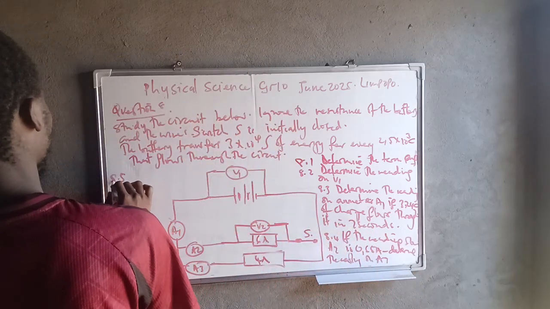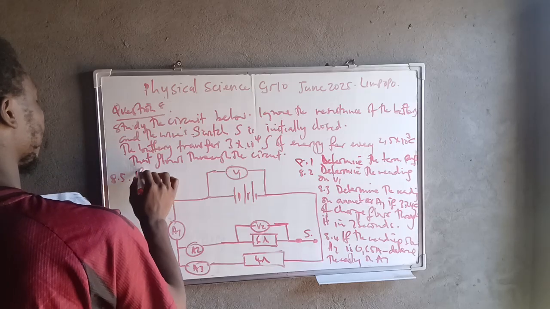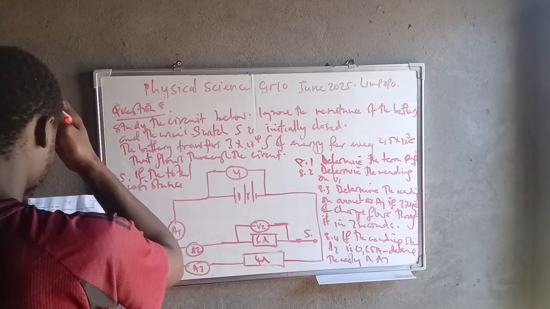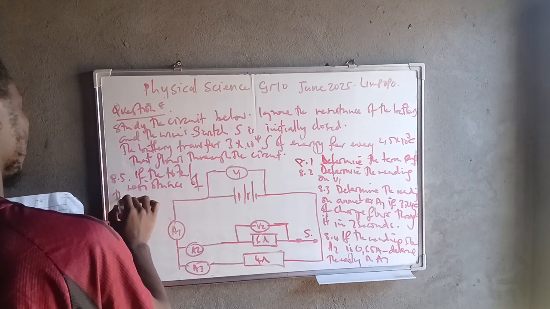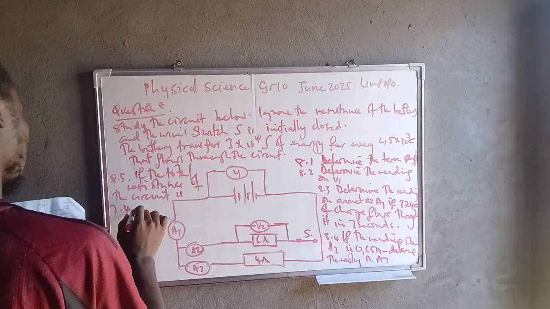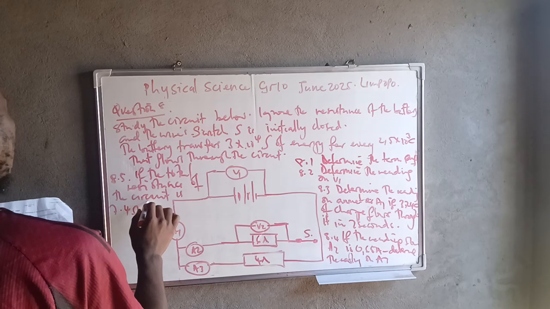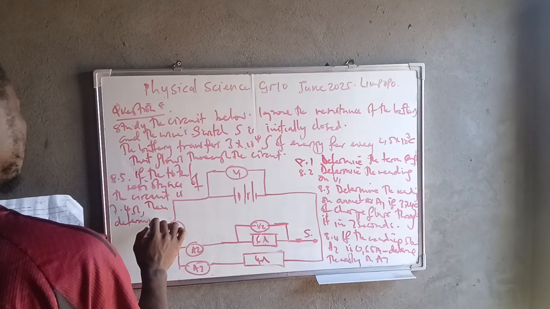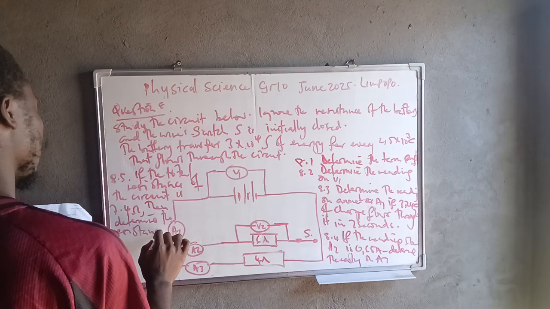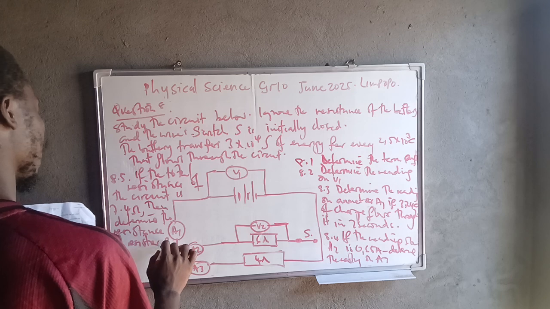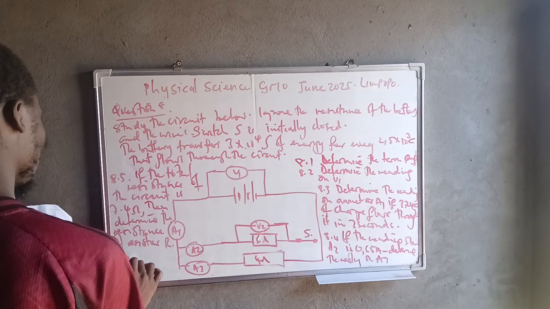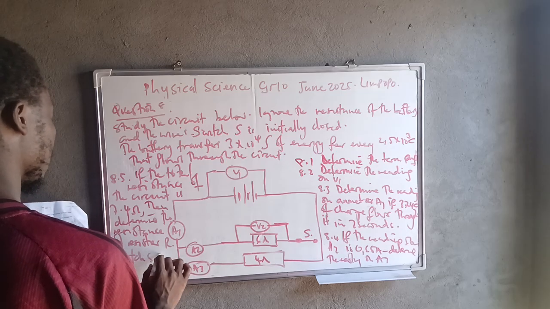Then 8.5 says if the total resistance of the circuit is 7.4 ohms, determine the resistance of resistor R. Then now 8.6 we are saying switch S is now opened.